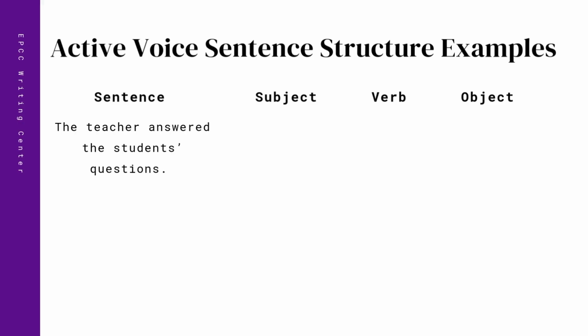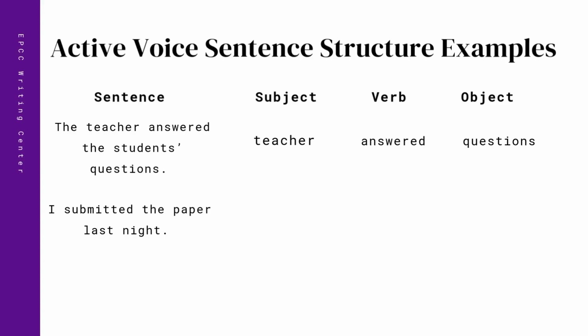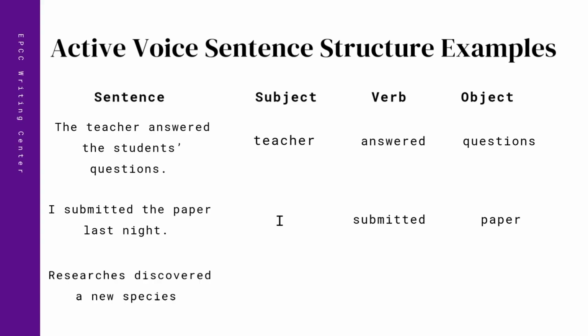The teacher answered the students' questions. The teacher is the subject, answered is the verb, and questions is the object. I submitted the paper last night. I is the subject, submitted is the verb, and paper is the object. Researchers discovered a new species. The researchers are the subject, discovered is the verb, and species is the object. Each time, the doer of the action comes first, followed by the action, followed by the receiver of that action.